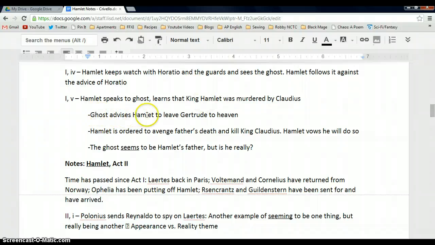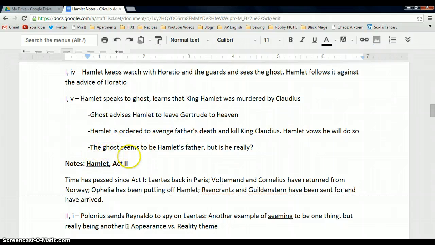The ghost advises Hamlet to leave Gertrude to heaven. She is unfaithful, or was unfaithful to King Hamlet, and the ghost says, let God deal with her. But he orders Hamlet to avenge the father's death and kill Claudius, and Hamlet says he will, which is pretty much the driving action for the whole rest of the play.